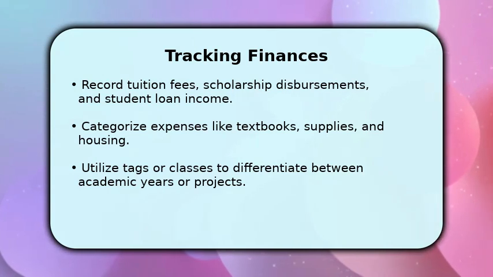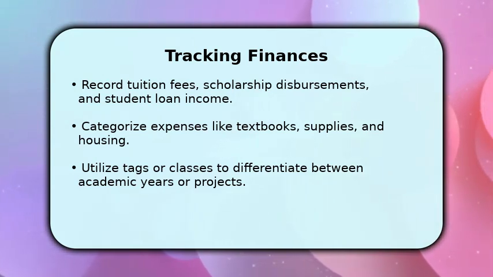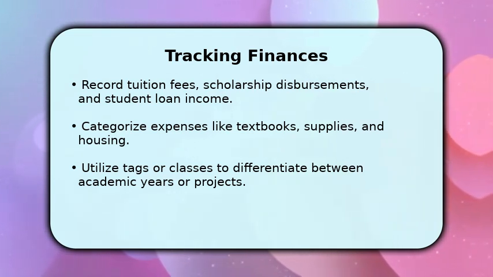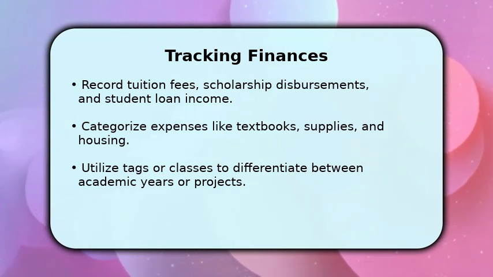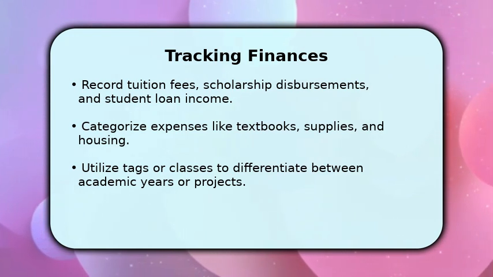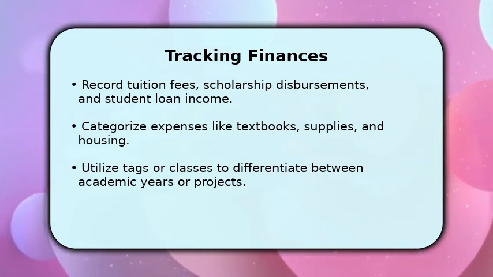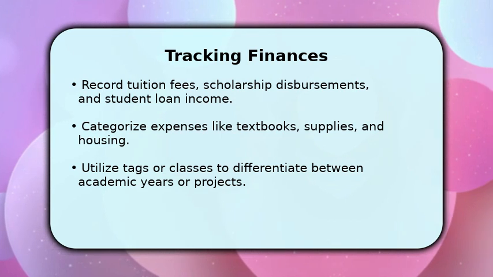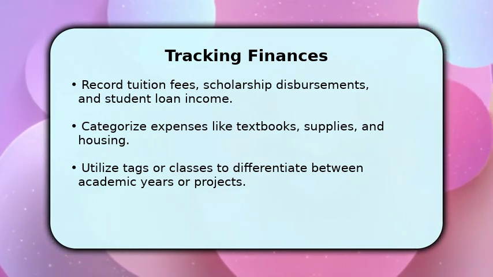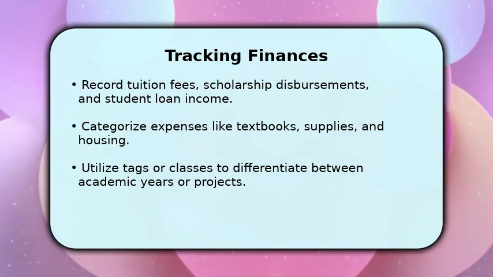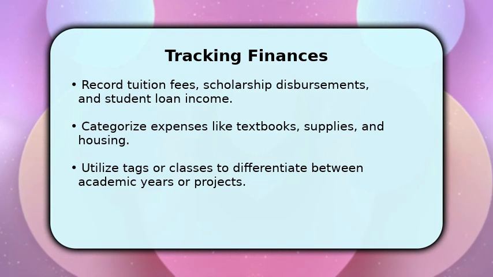Once set up, tracking your finances becomes straightforward. Record all your income, whether it's tuition fees, scholarship disbursements, or student loan funds. For expenses, categorize everything from textbooks and school supplies to housing and transportation. You can even use tags or classes to differentiate between academic semesters or specific projects, giving you a clear picture of where every dollar goes throughout your educational journey.